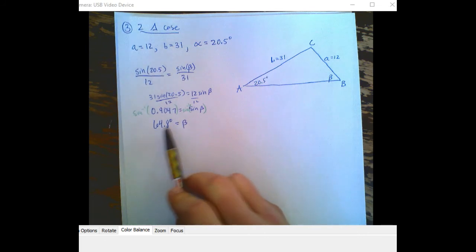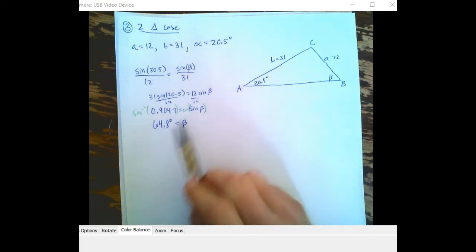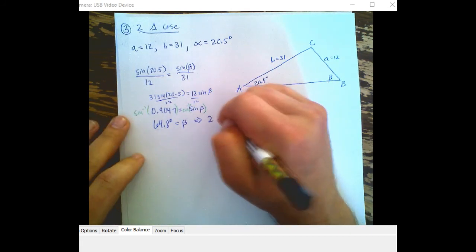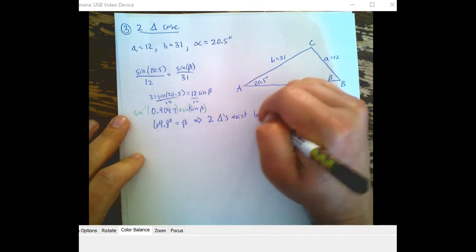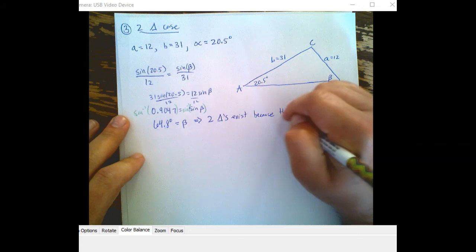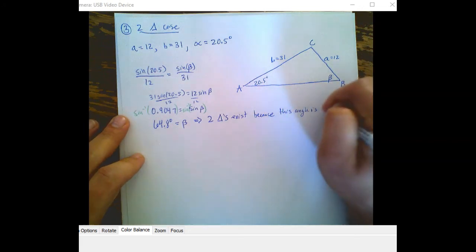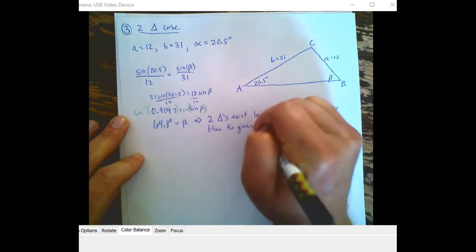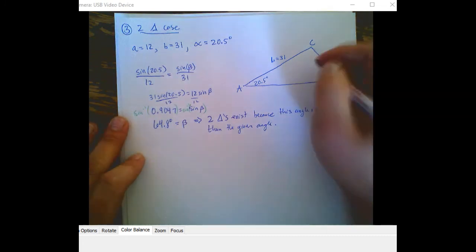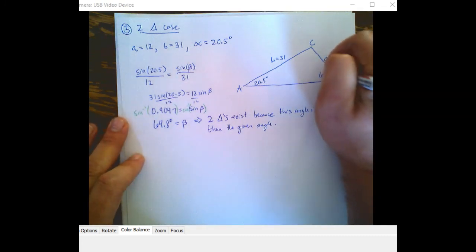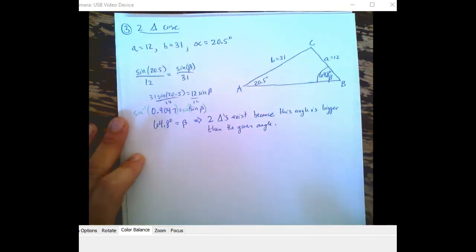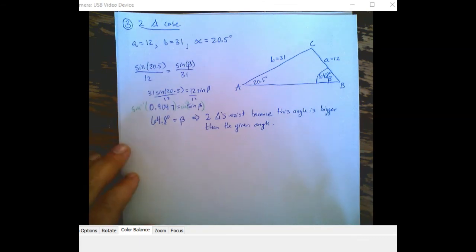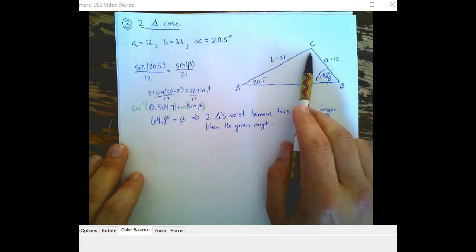So note that beta is now larger than the angle that's given. This is an indication that there are two solutions. This implies two triangles exist because this angle is bigger than the given angle. Okay. So 64.8 degrees here. So we can find our first one here, right?